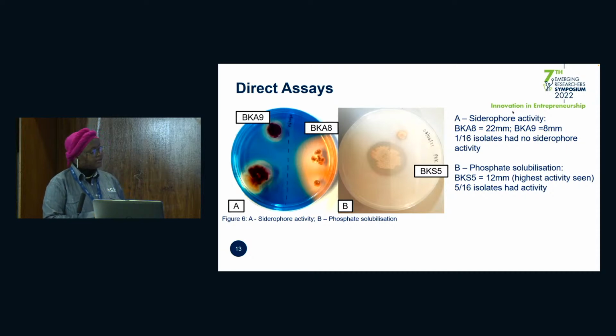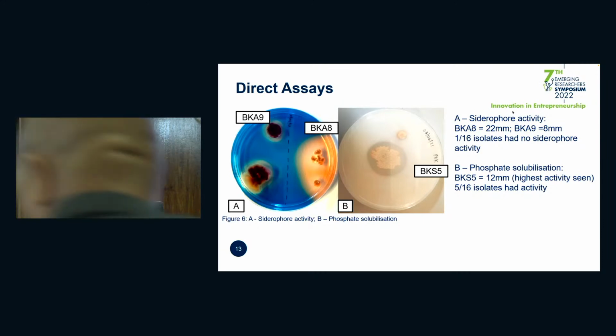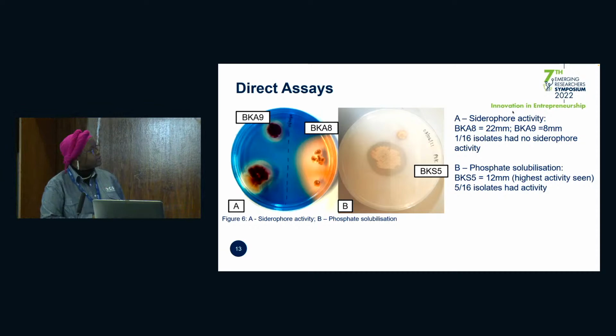And then figure 6A shows the siderophore activity, and it is symbolized by the zones of hydrolysis around the colonies, as seen here.